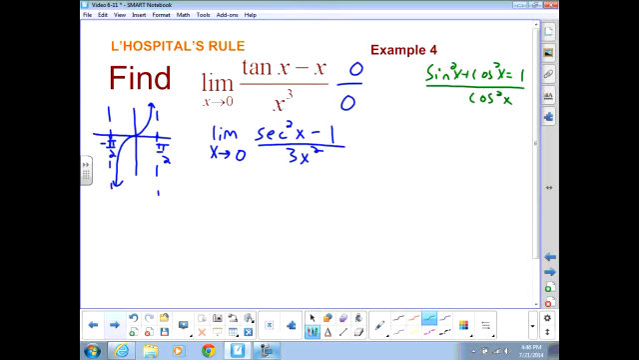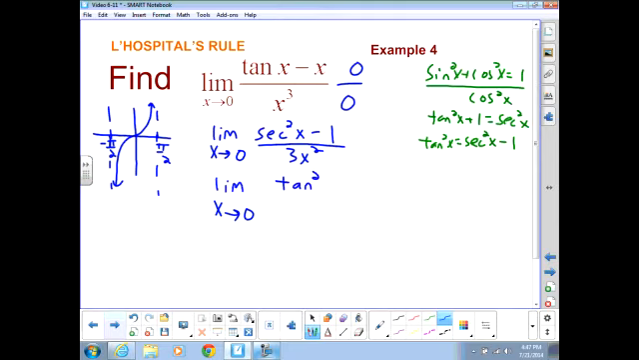Sine squared divided by cos squared will be tan squared x. Cos squared divided by cos squared is 1, and 1 over cos squared is secant squared x. Notice if we subtract the 1 over, we get tan squared x equals secant squared x minus 1. That means we can replace our numerator with just tan squared x. So this is the limit as x approaches 0 of tan squared x over 3x squared.